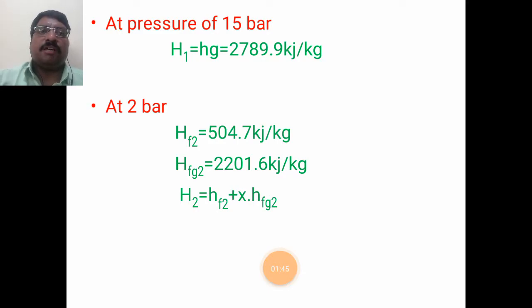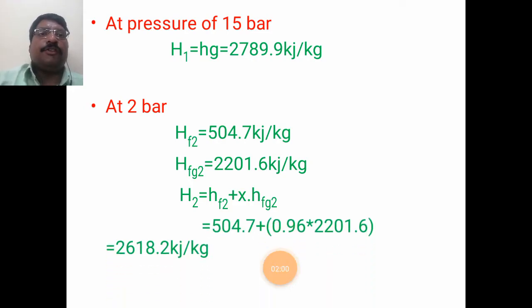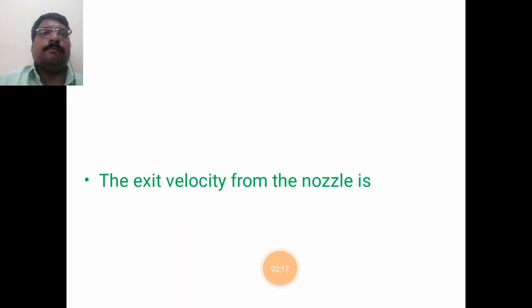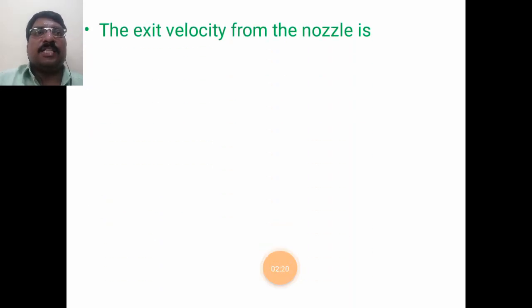So we know the value of Hf2 and the value of Hfg2, which are collected from the steam table book at the saturated pressure table at 2 bar, and the dryness fraction is given in the problem as 0.96. Now if we substitute that in the equation, we get 504.7 plus 0.96 into 2201.6. We get the enthalpy at point 2 as 2618.2 kilojoule per kg.